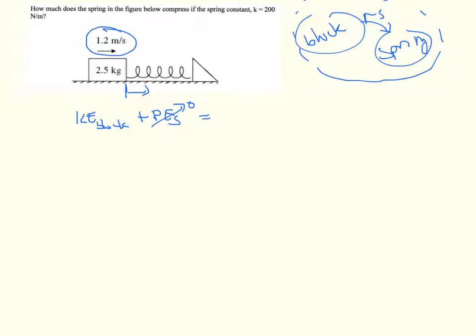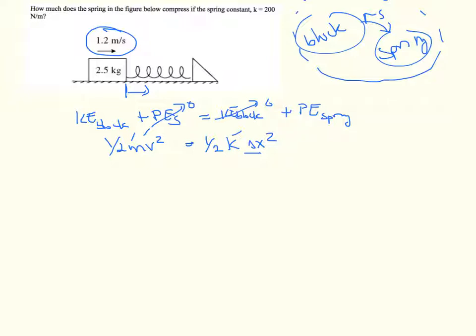Then the kinetic energy of the block is going to go to 0 because the block's going to come to rest, and I'm going to have all potential energy stored in the spring at the end of the compression. So my kinetic energy starts out as 1/2 mv squared, and my potential energy of the spring will be 1/2 k delta x squared. I have my m, my v, and my k, and the thing I'm looking for is delta x, so let me rearrange.